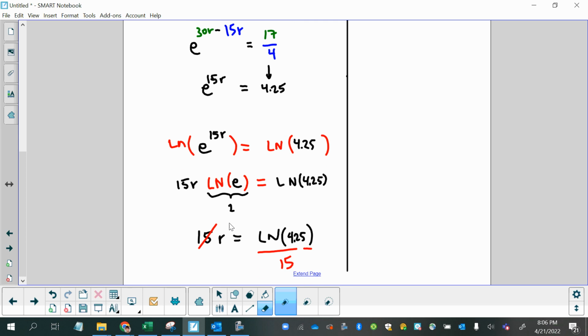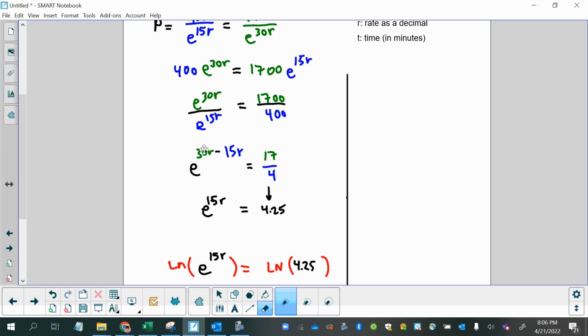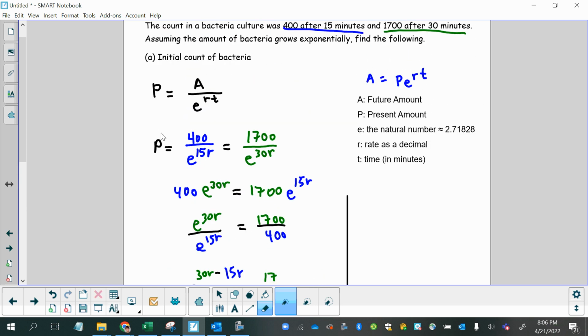And then you end up with 15r equals the natural log of 4.25. Then dividing by 15 on both sides, r equals the natural log of 4.25 divided by 15. Now, all of that was important because I initially had 2 unknowns going on in my original version of what I wanted to solve.